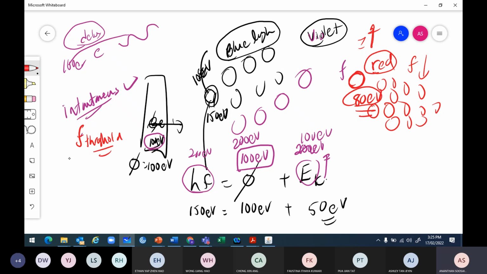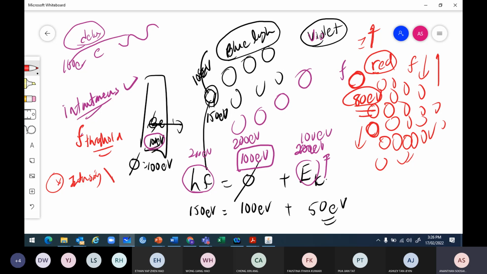And the third factor, you can say the release of electron is independent of intensity. Of course, right? You see the red light, you raise the intensity, only the number of photons will be raised, but not even one electron can be released because the energy in one packet is smaller than the work function. So definitely intensity does not affect the release of the electron.